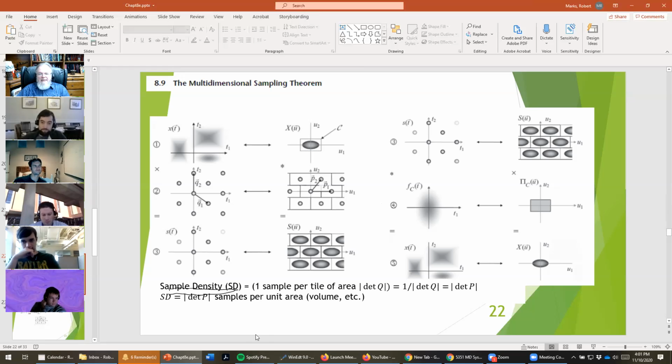What is the corresponding sampling rate here? Well, let's look at the sampling matrix here. Once we sample this, notice that if we complete the parallelogram, we have one sample which is assigned to this tile, this kind of diamond-shaped tile. Do you agree with that?